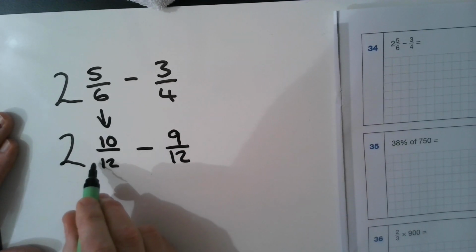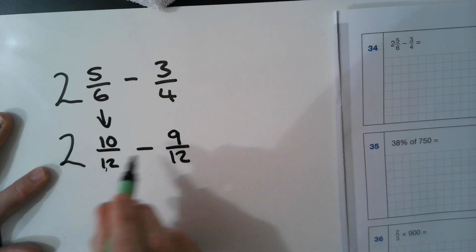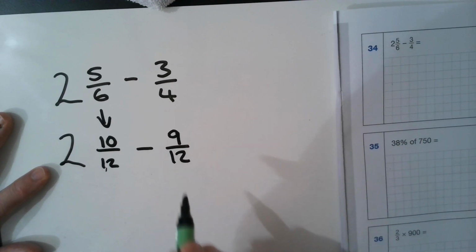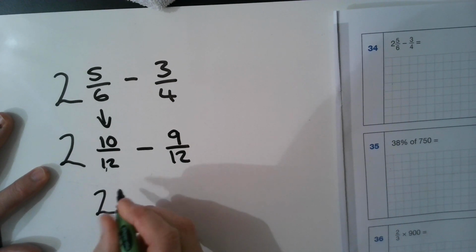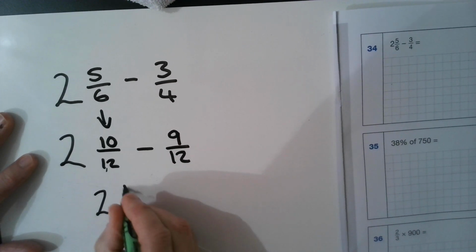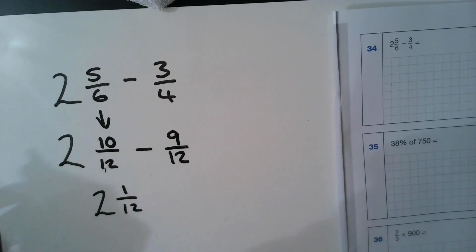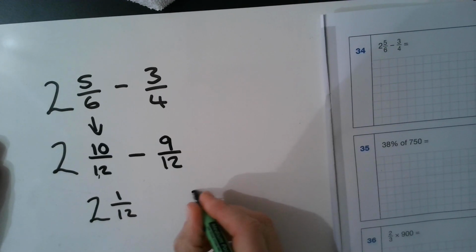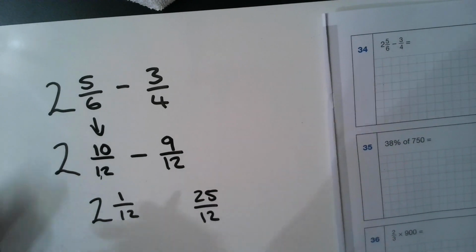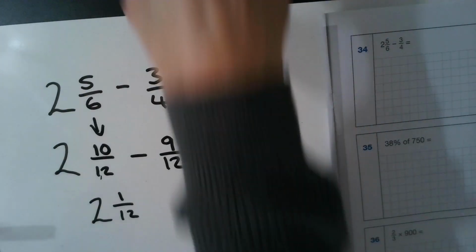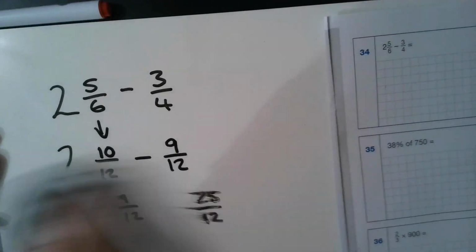So we've then got 2 whole ones and 10/12ths, take away 9/12ths, so that will give us 2 whole ones and, well, 10/12ths take away 9/12ths will be 1/12th. Okay. By the way, if you did calculate it in a different way and you write 25/12, so you write your answer as an improper, not a mixed fraction, you will still get the marks.